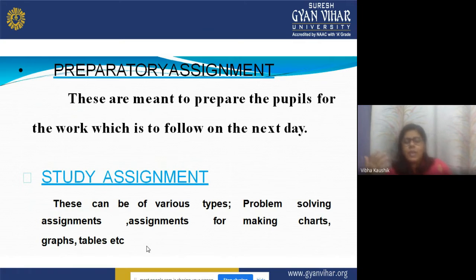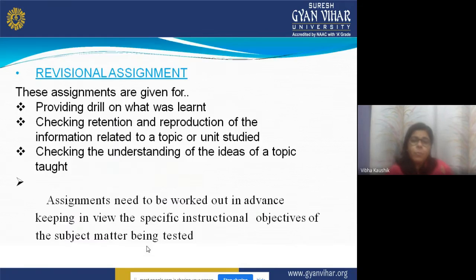These are different assignments that can be given by the teacher, but these assignments must be related to the topic which has been taught by the teacher. Now, revisional assignments. These assignments must be related to the exercises and the drills which the teacher wants to give to the student. Means the topic has already been taught by the teacher, and now the teacher is giving some revisional assignments so that the students will go through the topics again.